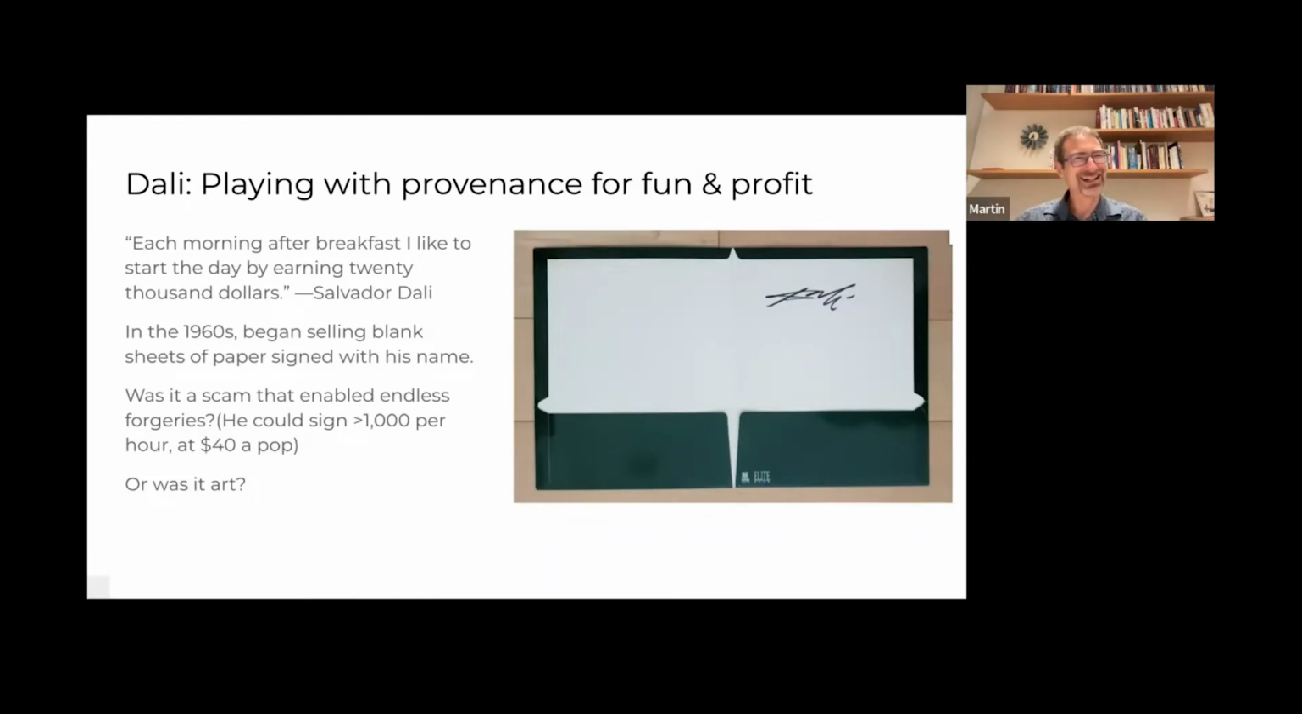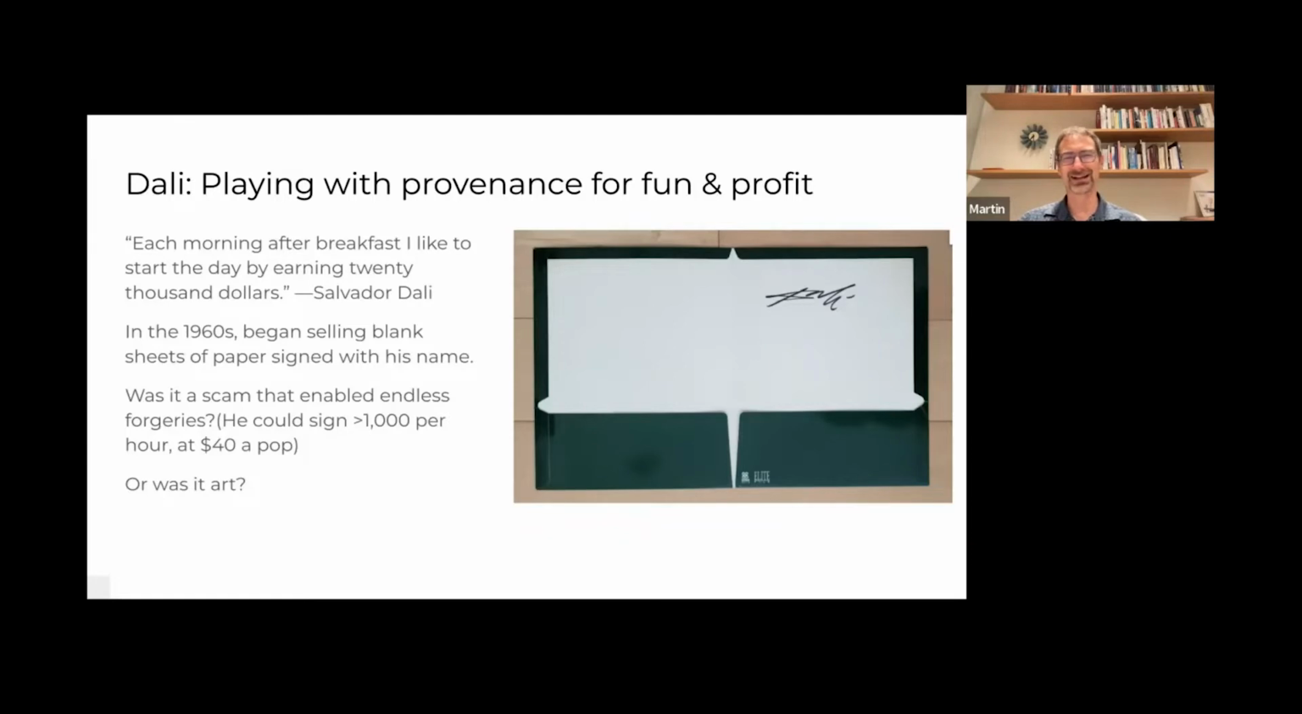Who doesn't, really? And so what he did, in the 1960s, he began selling blank sheets of paper signed with his name. And he really did make a lot of money because they would sell for like $40 each, a lot of money back then especially. And he could sign more than 1,000 of these in an hour. And this has caused endless controversy.